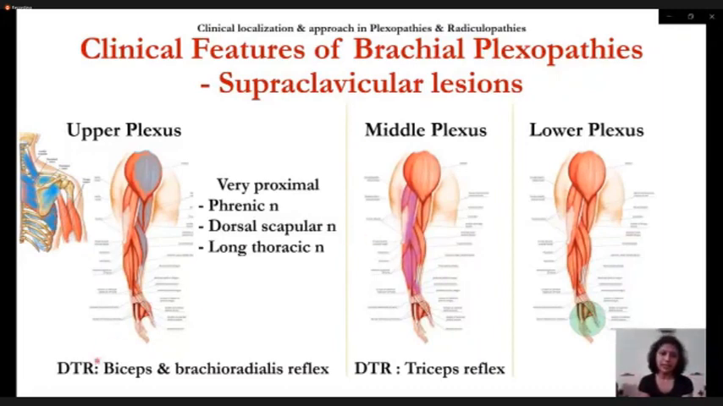In case of upper plexus involvement, the biceps and the brachioradialis reflex is diminished or absent, while in the case of middle plexus involvement, it is the triceps reflex that is diminished or absent. The lower trunk has the elements from C8 and T1 roots, and therefore lesions of the lower trunk involve all the intrinsic hand muscles that are innervated by the median nerve and the ulnar nerve. There is no reflex abnormality in case of lower plexus involvement.